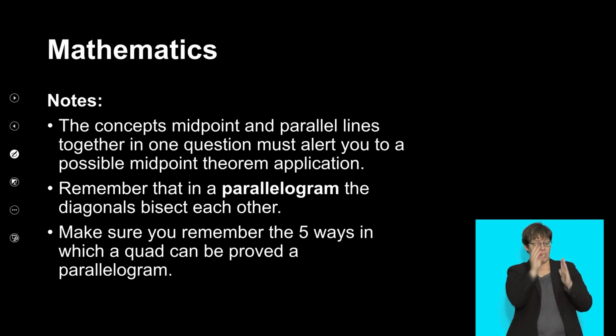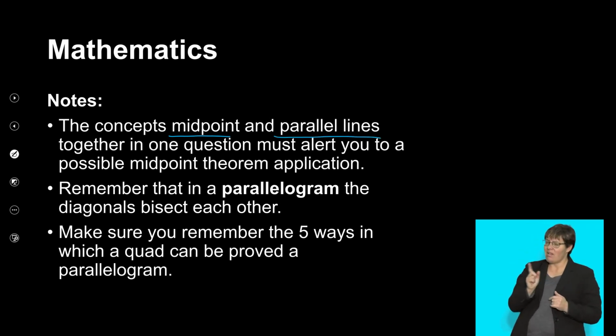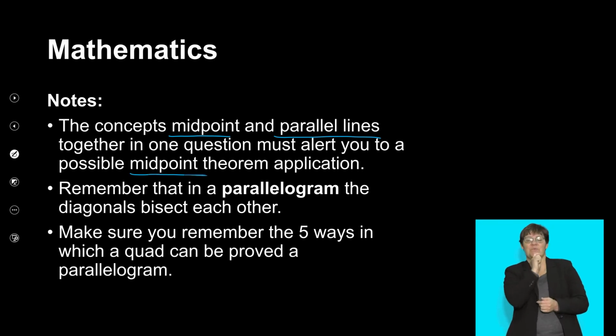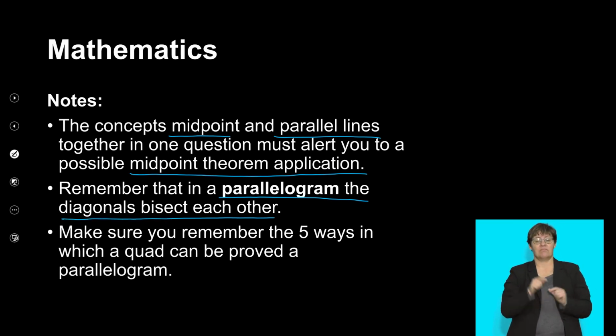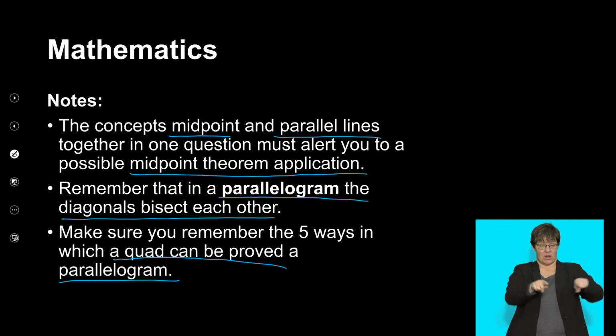And then the note that you need to know before you can even solve this is the concept midpoint and parallel lines already tells us that there's a possible way of us using the midpoint theorem in terms of being an application of it, right? You also need to remember that in a parallelogram, the diagonals normally bisect each other. That is very key. Also, you need to remember the 5 ways in which a quad can be proved to be a parallelogram.